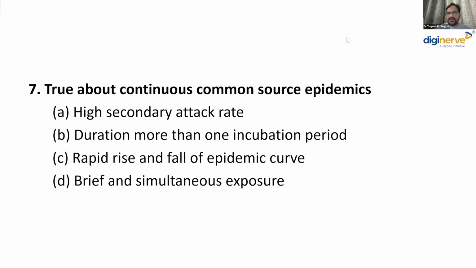If it were a point source, there might have been one incubation period. Continuous common will have more than one incubation period. Rapid rise and fall will be seen in the point source. Brief and simultaneous exposure will also be seen in the point source. So our answer will be B here. Now everyone is saying B, so B will be the answer.